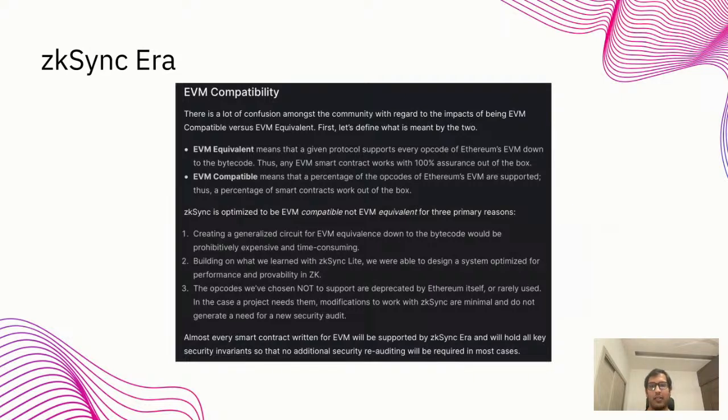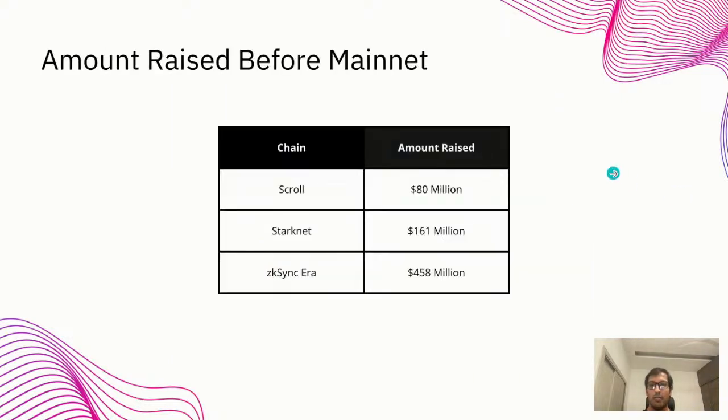Also, being a very young chain, it's a little difficult to put it in different boxes. But one of the easiest ways is to see how much money was raised before the mainnet launch. So as we can see, all of these numbers are from CryptoRank. Scroll raised 80 million, Starknet raised 161 million, and ZK Sync raised 458 million.